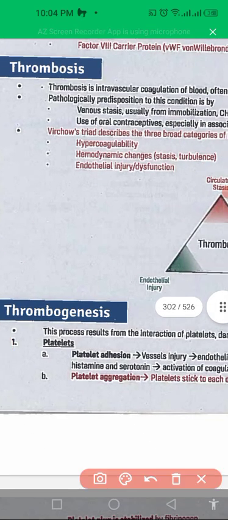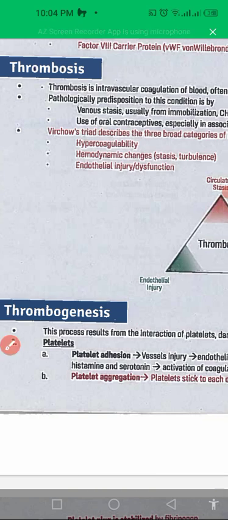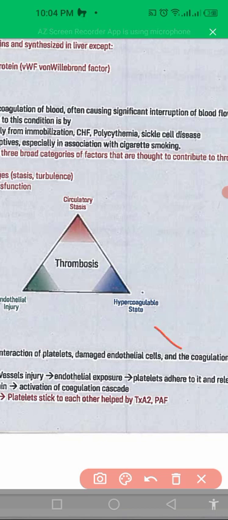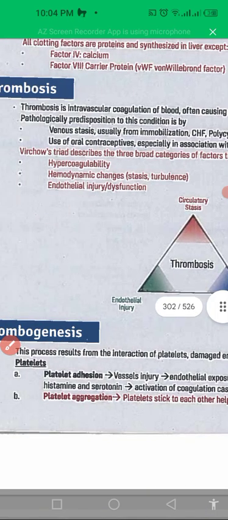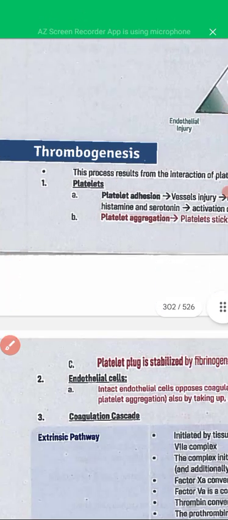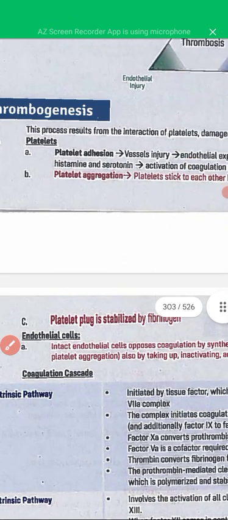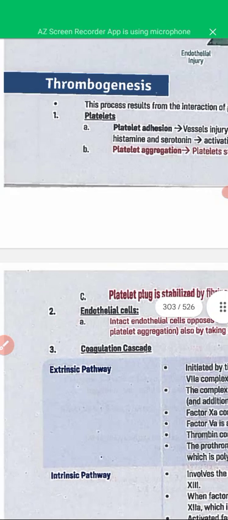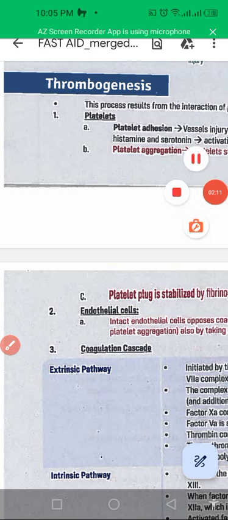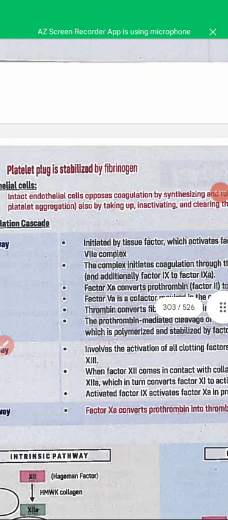Thrombogenesis is a process that results from the interaction of the platelet with the endothelium. Damaged endothelium can result in the development of the coagulation cascade, and platelet adhesion results in platelet aggregation with the endothelium, and then there is cascade formation through the intrinsic and extrinsic pathways. So in this way, coagulation happens through these two pathways, the intrinsic and extrinsic pathway.